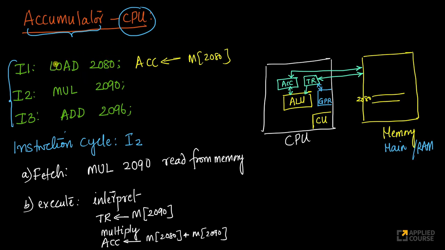Remember, here we are not saying explicitly to load into the accumulator, but by default this type of instruction will load it into the accumulator. Here comes the most important instruction. Look at this. Here we have an arithmetic or logical operation, mul, which means multiply. What this does is very interesting. With mul 2090, when I say accumulator CPU, we are talking mostly about how the ALU functions.